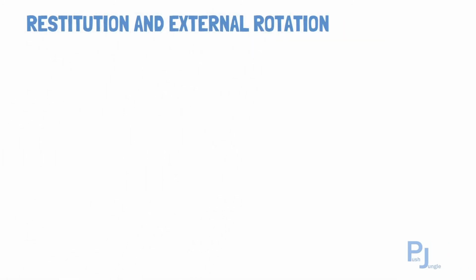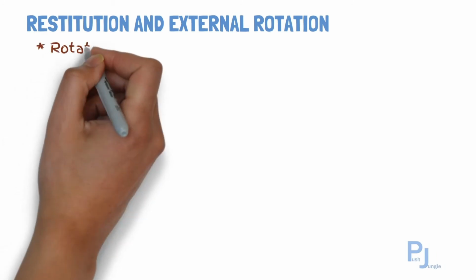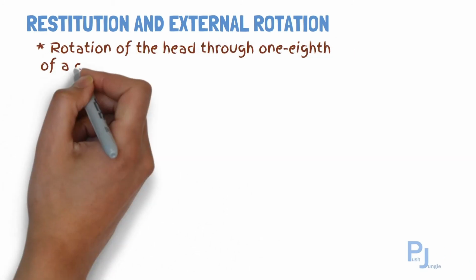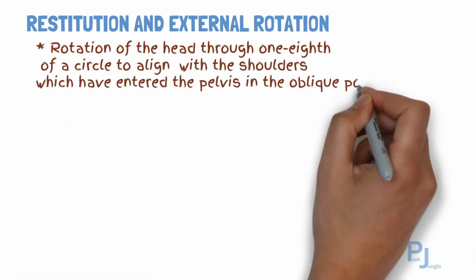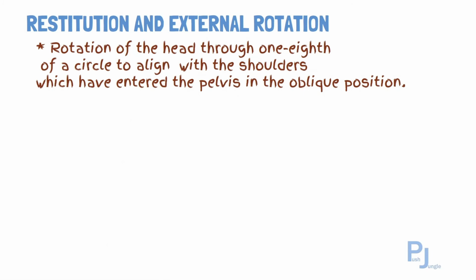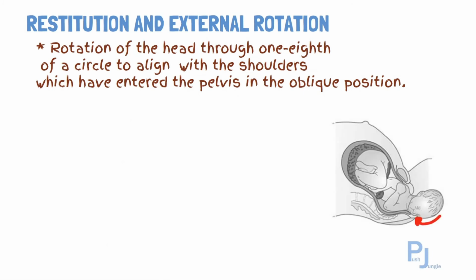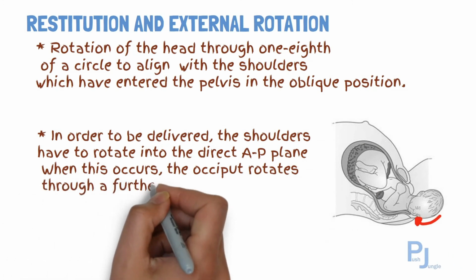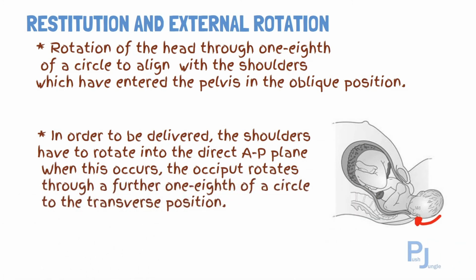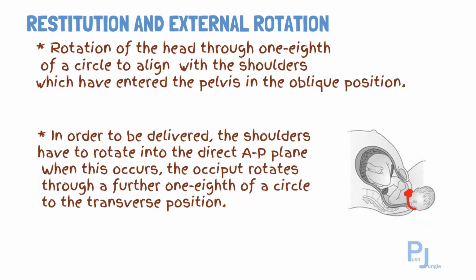Restitution and external rotation occur immediately after the head of the fetus is delivered outward. As the fetal shoulder enters into the mid-pelvic cavity, the head of the fetus must rotate through 1/8 of a cycle in order to align itself with the shoulder. After aligning itself with the shoulder, the head must rotate through another 1/8 of a cycle in such a way that the shoulder is in line with the anteroposterior diameter of the pelvic outlet. This is to aid in easy delivery of the fetal shoulder.